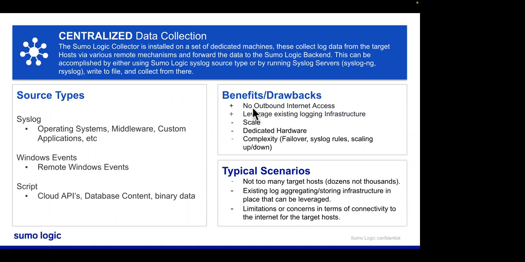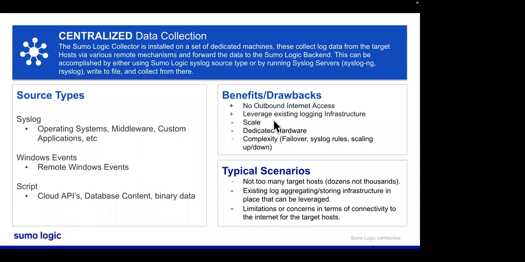Drawbacks, right? You've got to have internet access on that machine that's going to have this, but the other machines don't need internet access. So if those machines don't have internet access, this is a good solution for it. This consolidated installed collector: typically, if you're running a consolidated installed collector, you're probably doing it for other things as well. So you can leverage your existing logging infrastructure if you want to.